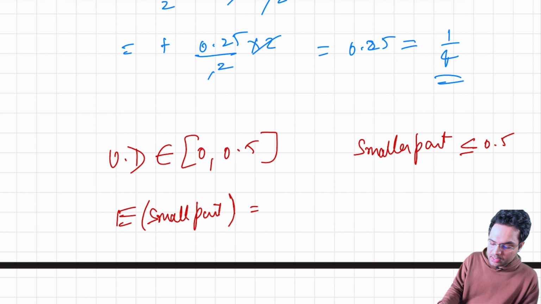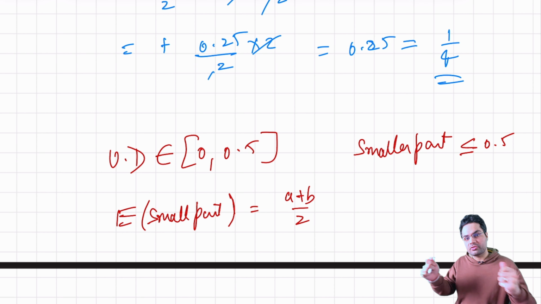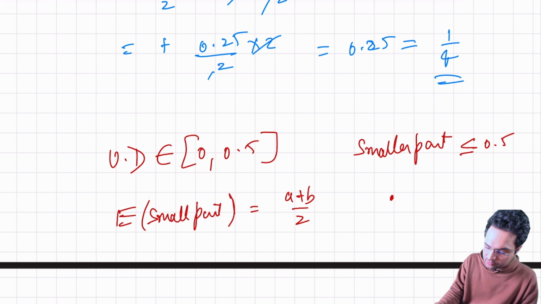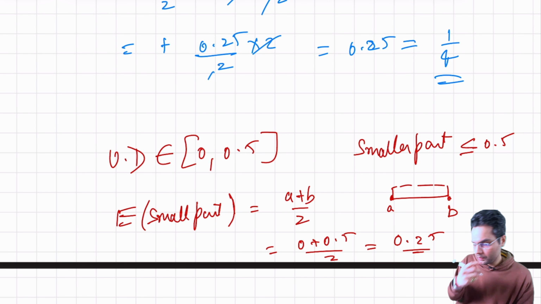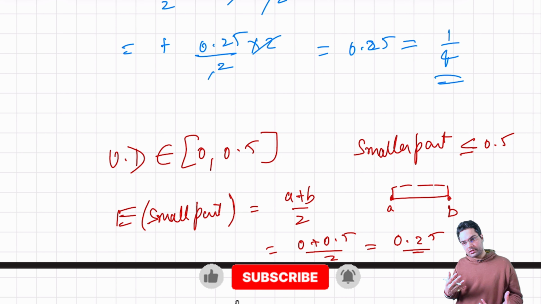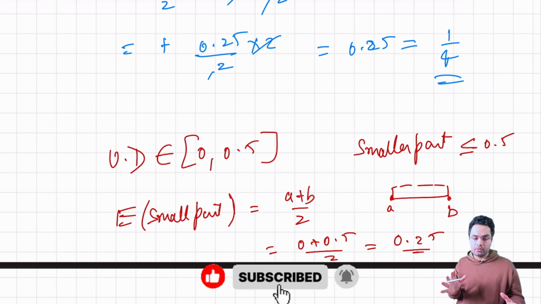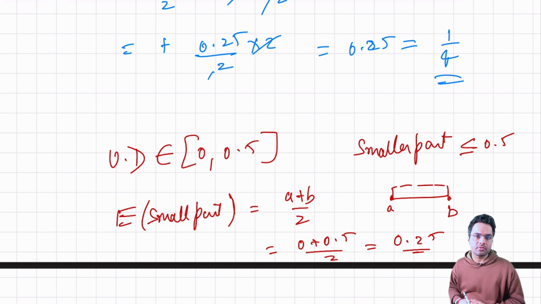For a uniform distribution, the expected value is always (a plus b) by 2, where a and b are the extreme ends of the uniform distribution. So if it starts from here and ends here and it's uniformly distributed, then the expected value is (a plus b) by 2. And if you do this here, it's (0 plus 0.5) by 2, which is 0.25, right? So you can also solve this intuitively if you got this. There's a little bit of intuition involved here, but if you want to be rigorous, I think the first approach is perfectly fine as well.